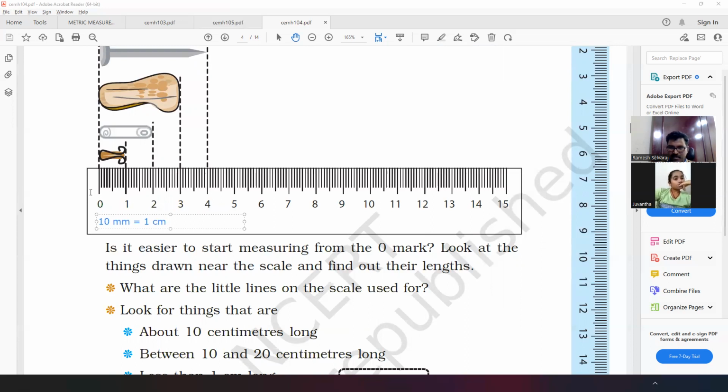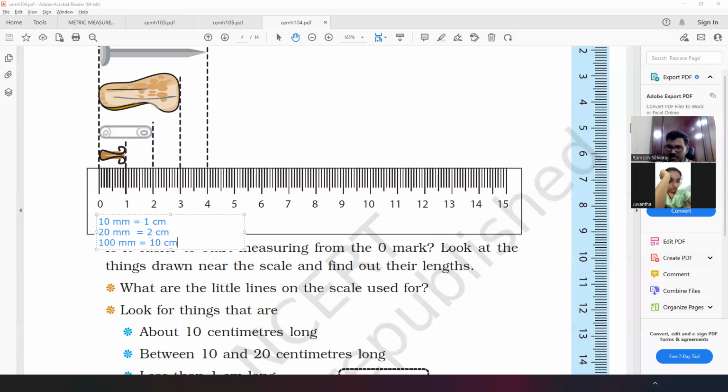You understand, right? Then this 20 mm will be 2 centimeter. If I ask you, 100 mm will be how many centimeter? No, here you see 0 to 1. 1 centimeter is 10 mm, 2 centimeter is 20, 3 centimeter is 30, 4 centimeter 40, 5 centimeter 50, 6 centimeter is 60 mm, 7 centimeter is 70 mm, 8 centimeter is 80 mm, 9 centimeter is 90 mm, 10 centimeter is 100 mm.